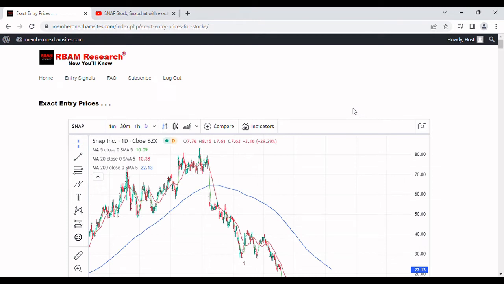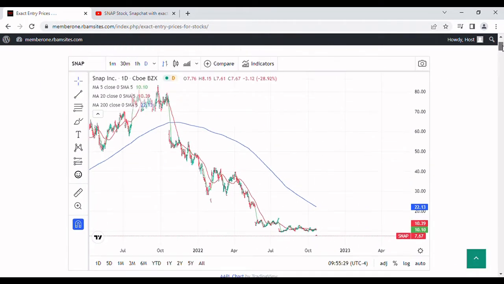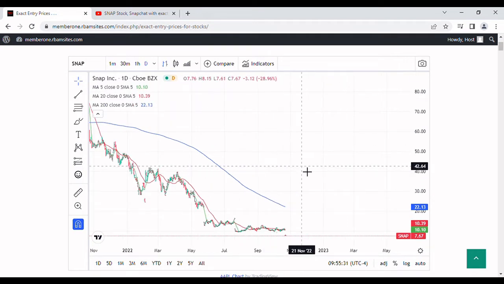We're going to do a brief video on Snapchat stock, and we've got a daily chart here for you with a 5-day moving average in green, a 20-day moving average in red, and a 200-day moving average in blue. As you can see, Snapchat's down here. It's hard to see, but it's down 29% today, currently trading at $7.64. The daily range is from $7.51 all the way up to $8.15. Volume is already 73 million shares, and average daily volume is 54 million shares.